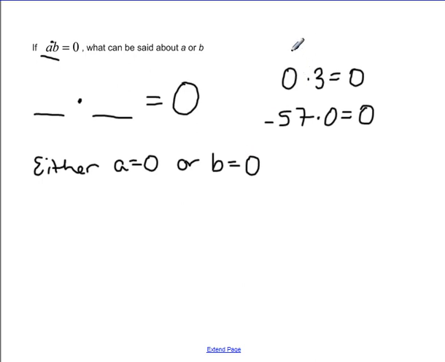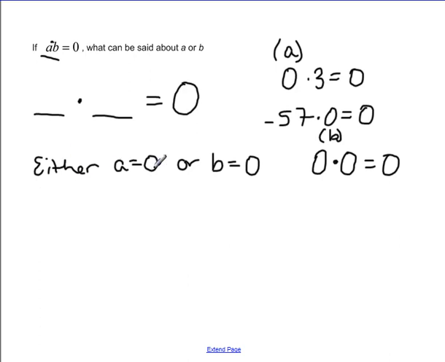Here we looked at A being 0. Here in this example, we put a 0 in for the first number. Here we put a 0 in for the second number, so we put that one in for B. Are there any other ways that if I have 0 times just some number, I can end up with 0, or some number times 0 equaling 0? There's one last possibility, right? It could be that they're both equal to 0, because certainly 0 times 0 also equals 0.